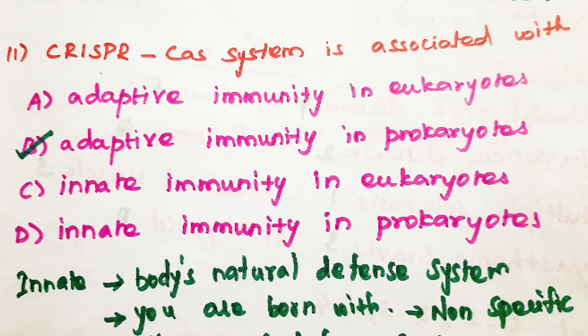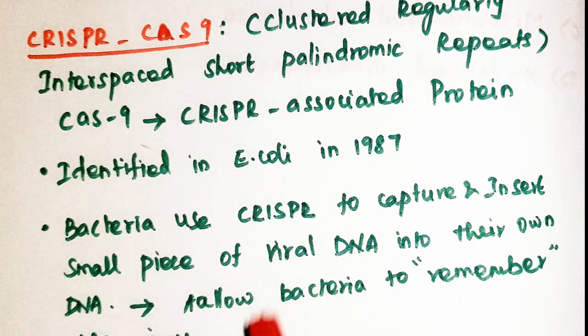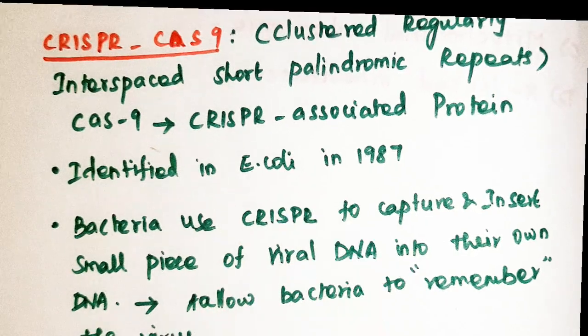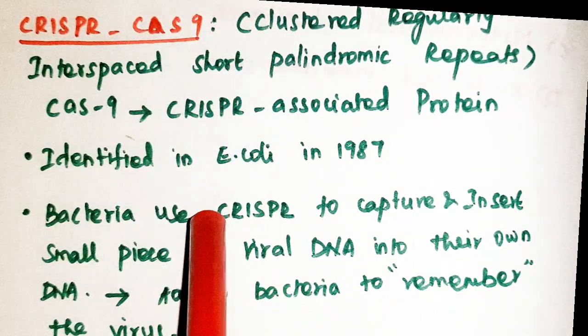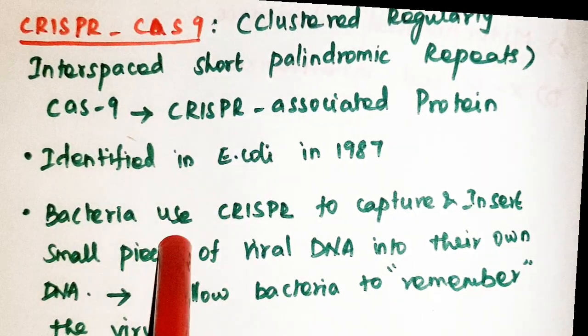So it provides a form of immunological memory, which is similar to the adaptive immune system in higher organisms. So the system is known as adaptive immunity. This CRISPR-Cas system is associated with adaptive immunity in prokaryotes.